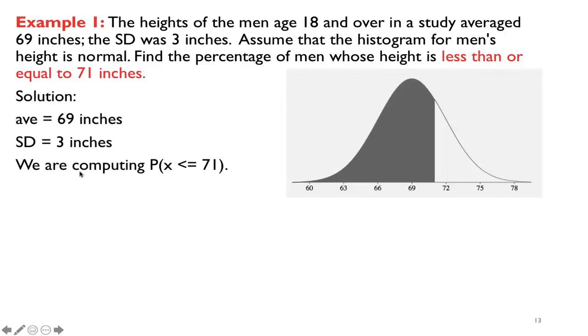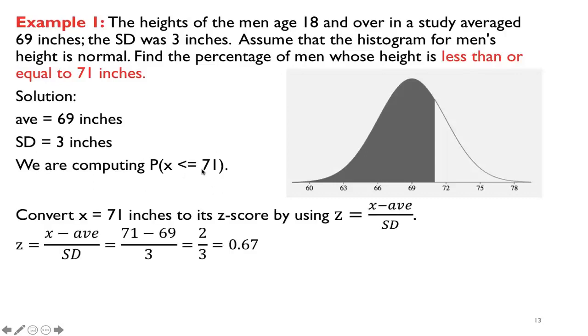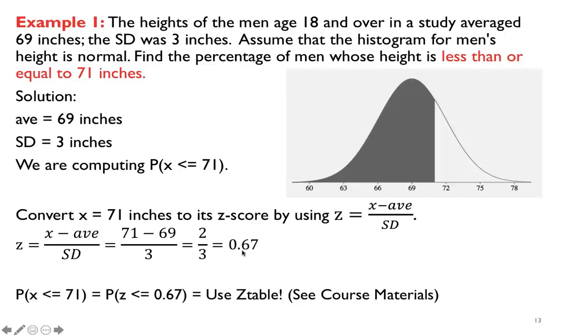Well, here's the information. First we're going to convert 71 into the Z-score. So we use that formula, right? 71 minus 69 divided by 3 is 2/3, which means the Z-score is 0.67. That says that 71 is about 0.67 standard deviations above the average. Now, instead of doing the problem of x being less than 71, we convert it into another problem: what's the percentage that the Z-score is less than or equal to 0.67.